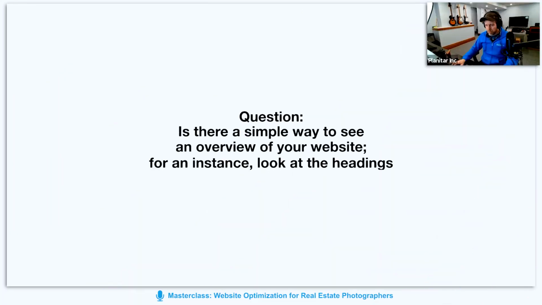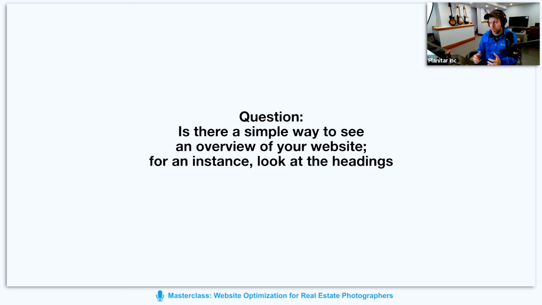Is there a simple way to see an overview of your website? For instance, look at the headings. Yes, there is. A lot of the tools that we talked about will give you a sitemap, which is essentially a big old list of all your pages, all the URLs, all of the titles, and all of the metadata. There's a zillion tools to do that.